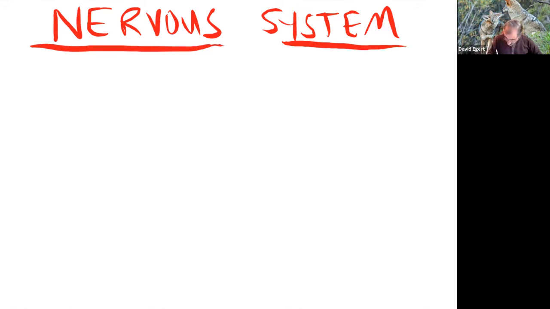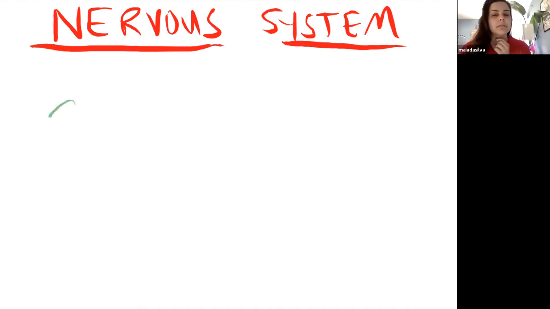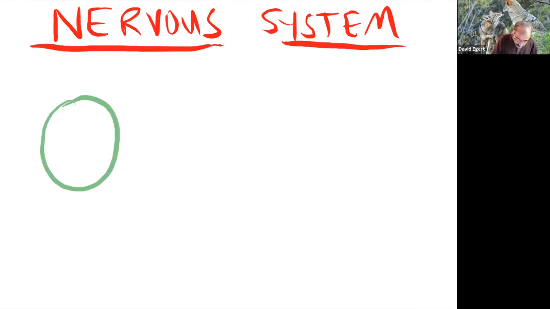So what is it doing? What are the functions of the nervous system? To receive stimuli from the rest of the body. Yeah, that's a huge part, sensory. So we call this the sensory division. We also call it the afferent division.